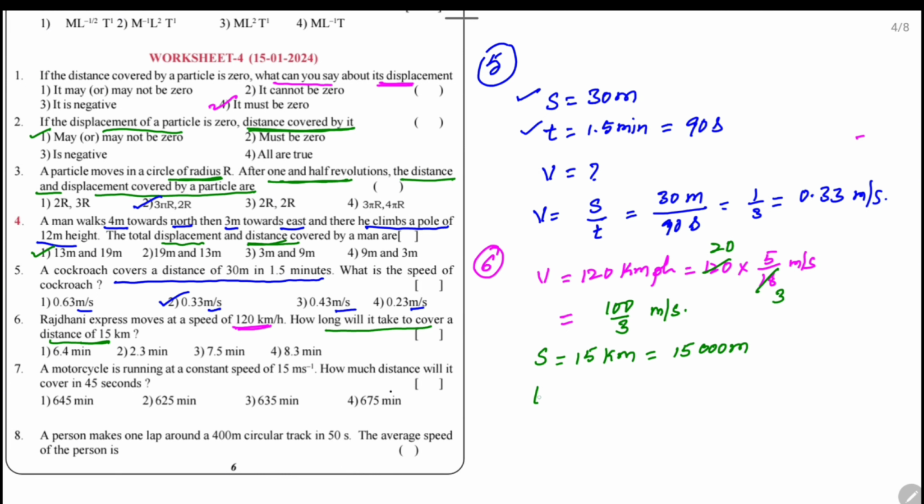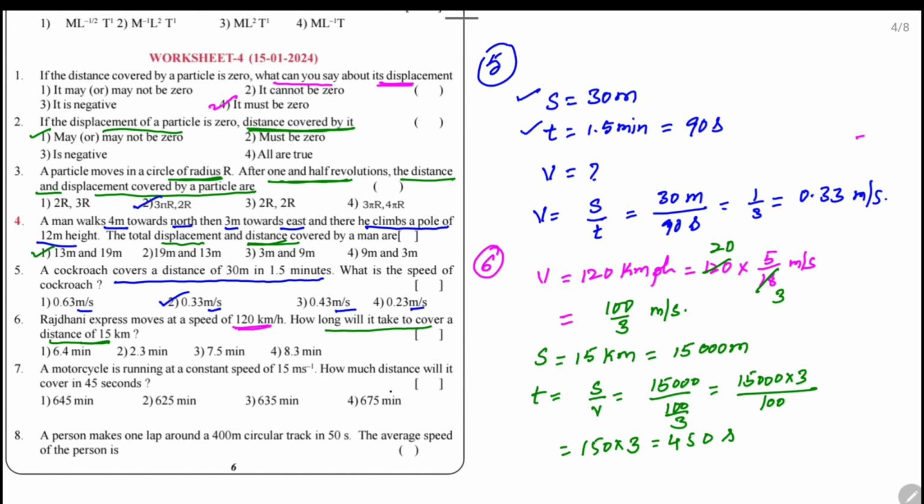So therefore time is equal to, what is the formula? Distance by speed. So distance is 15,000 divided by speed, which is 100 by 3, which is equal to 15,000 into 3 by 100. We can write this as 150 into 3, which is equal to 450. 450 what, my dear? Seconds.